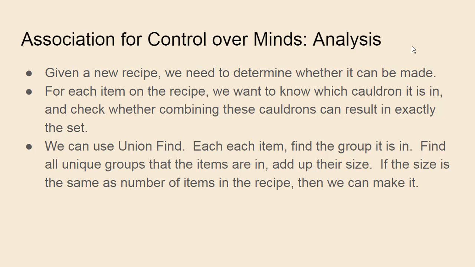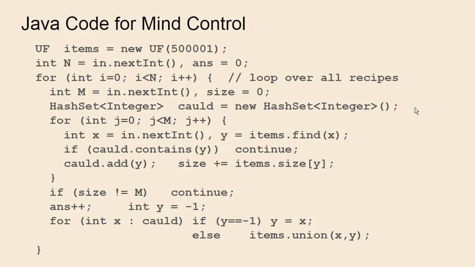If we have 2 items on the recipe that belong to the same group, we don't want to count that twice. But suppose we keep track of all the unique groups that the items on the recipe are in, then we only need to add up the size of those groups. And if that size is the same as the number of items in the recipe, then we can make it. That means there is no extra, because putting everything together covers all the items. If I have exactly the same number of items, it cannot have anything extra. So that's the idea. And this is the Java code for solving this problem.